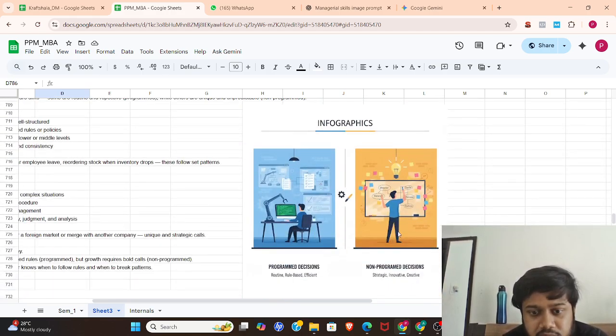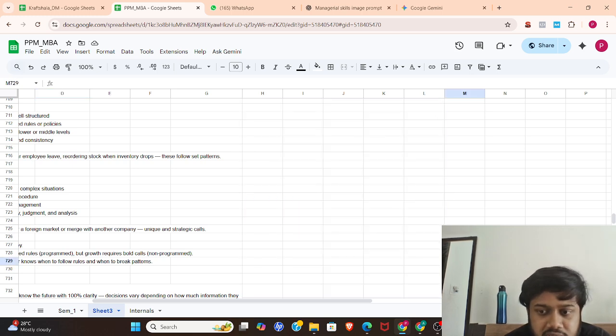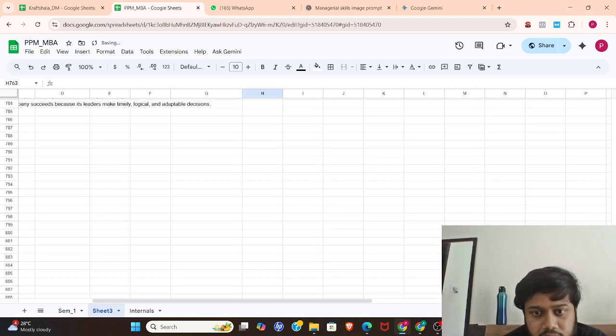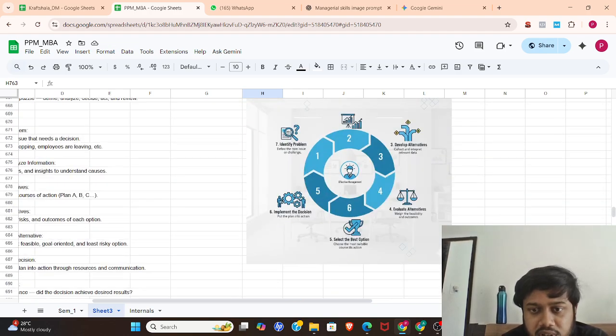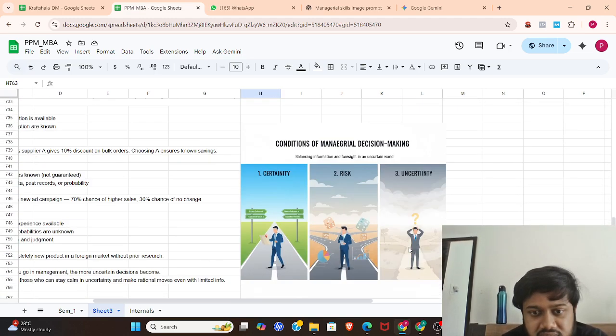The next image is about programmed decisions, which are like regular decisions. Then non-programmed decisions are those which are, just a second, guys. Okay, decision making. Yeah. Next image is this: certainty, risk, uncertainty.